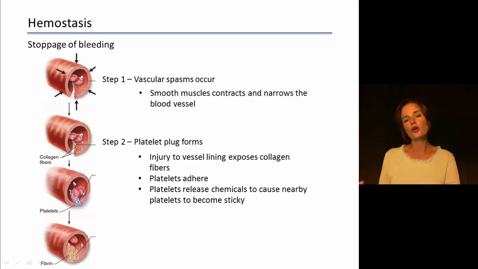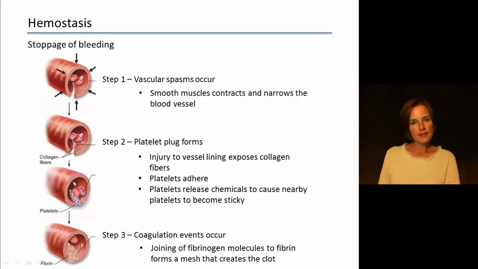In step 2, we're going to have a platelet plug that's formed. Platelets have a big role in the clotting process. These platelets, we're going to have them formed when, first of all, we have an injury to the vessel lining that exposes collagen fibers. Once those collagen fibers are exposed, the platelets are going to start to adhere to that, and the platelets themselves release chemicals which cause the nearby platelets to become sticky. So we start to have this clumping together of platelets, and we get the formation of that plug.